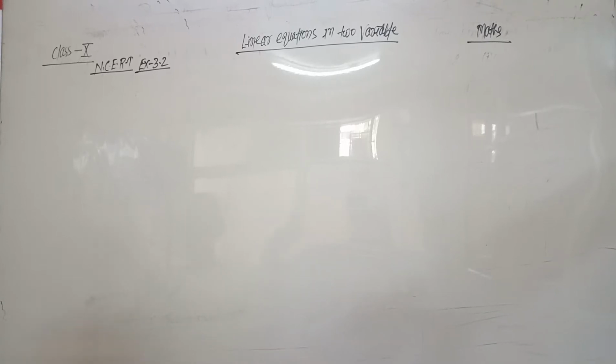आज के वीडियो में कंटिन्यू करेंगे लीनियर इक्वेशंस इन टू वेरिएबल एनसीईआरटी एक्सरसाइज 3.2. So the first question is form a pair of linear equations in the following problem. We have to form a linear equation and then find their solutions graphically. So we form the linear equation.